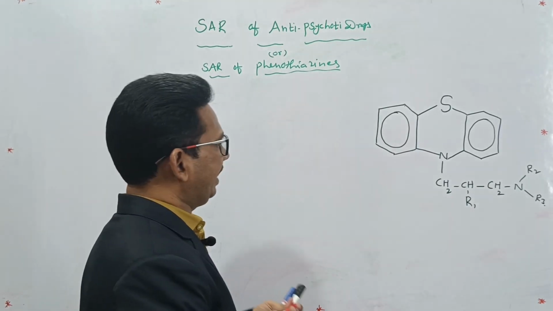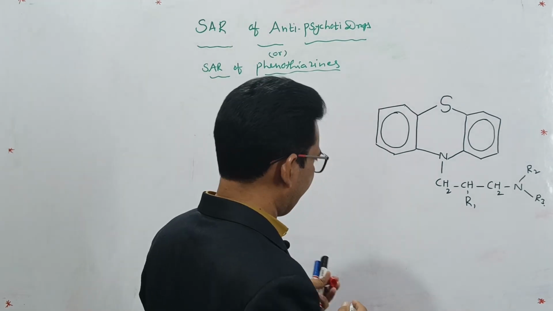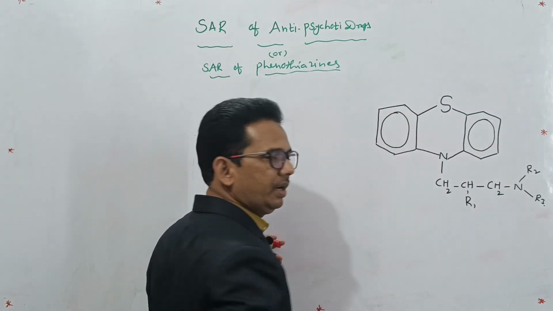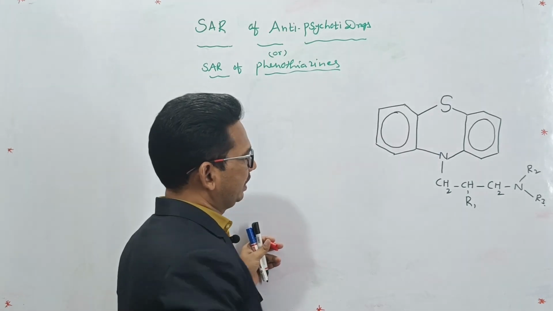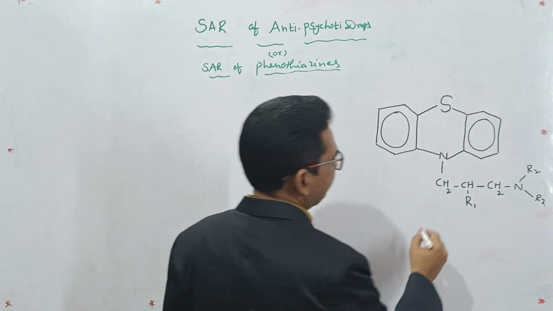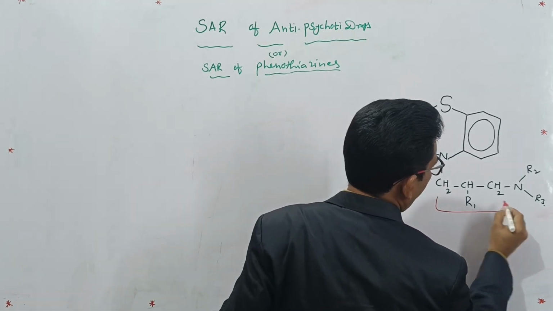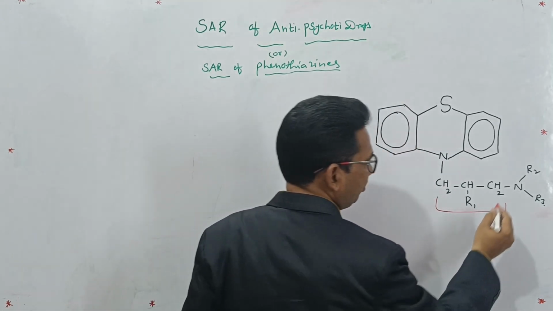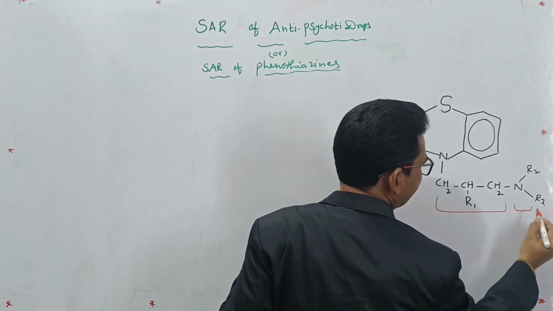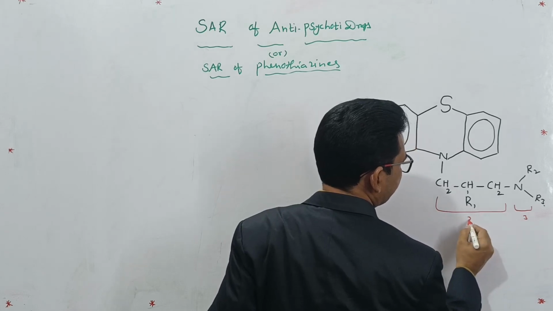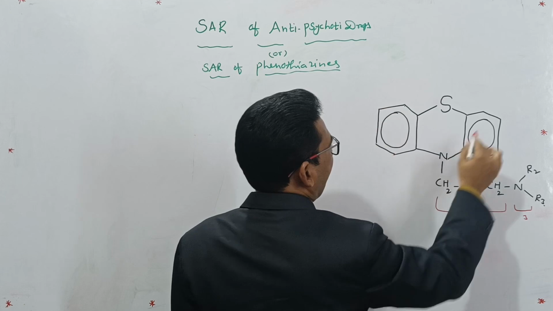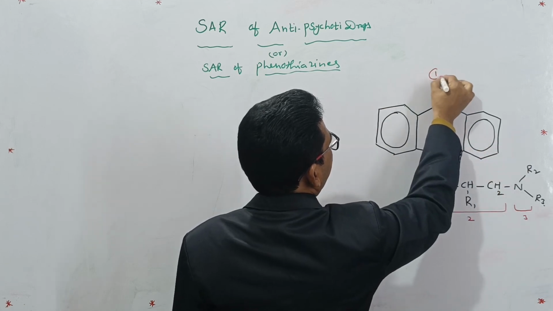Then for the SAR, I am dividing this into three parts. This complete ring is one part, the aromatic ring system. The side chain is one part, and as you might be observing here, nitrogen, that is the amine group, the tertiary amine group, is the third part. The side chain is the second part, and this entire ring I am taking as the first part.